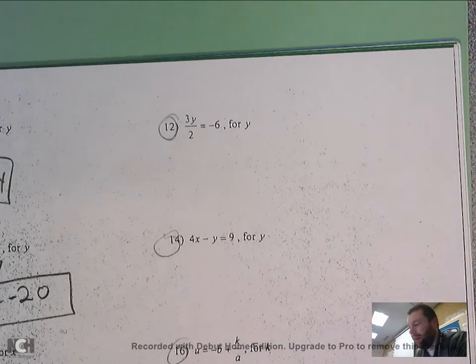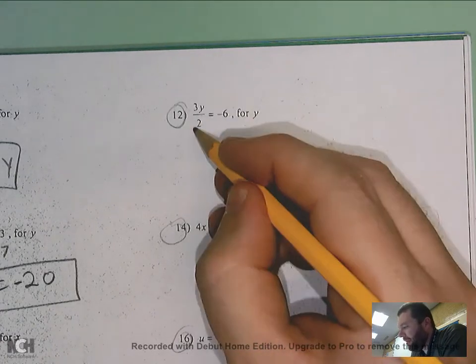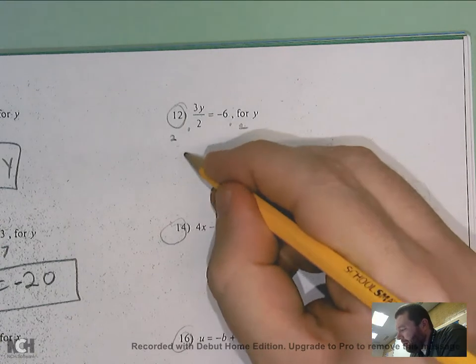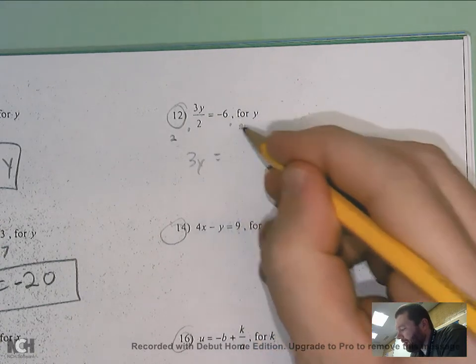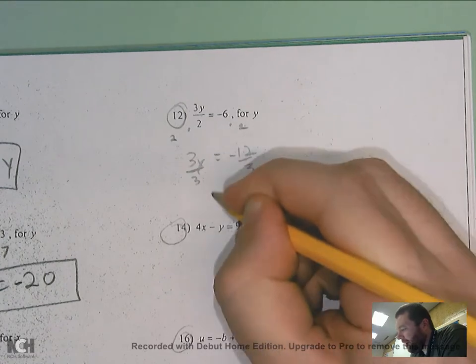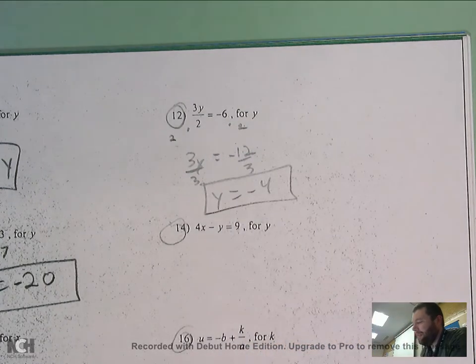Then, looking at number 12, solve for y. So I'm going to start by getting rid of the 2 in the denominator, so times by 2. And that gives me 3y is equal to negative 6 times 2, which is negative 12. And then divide by 3. And y is equal to negative 4.